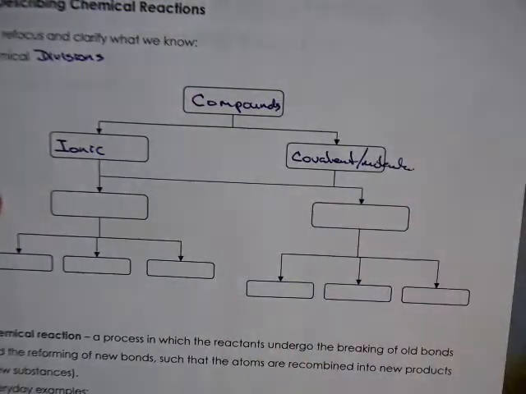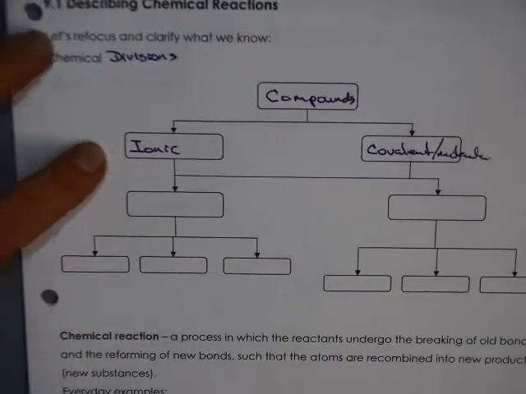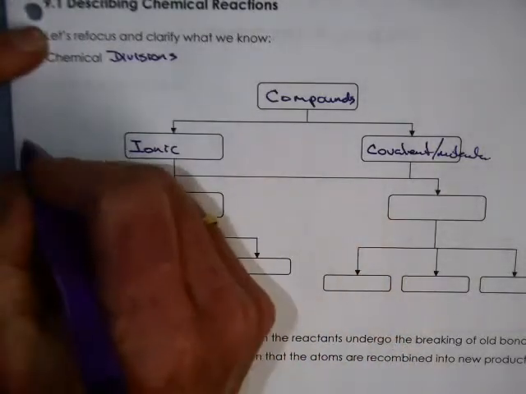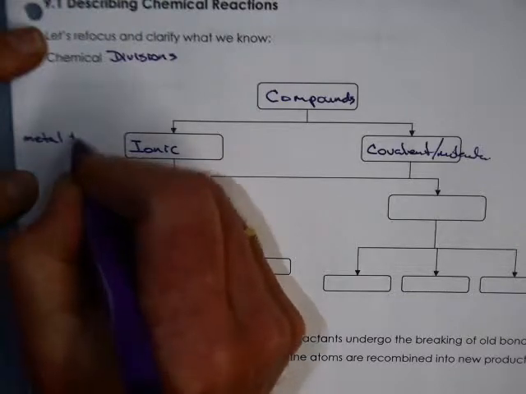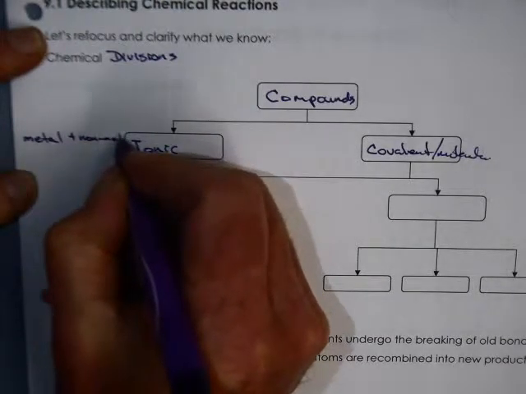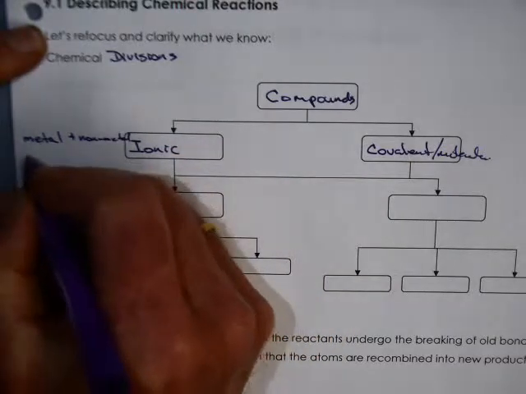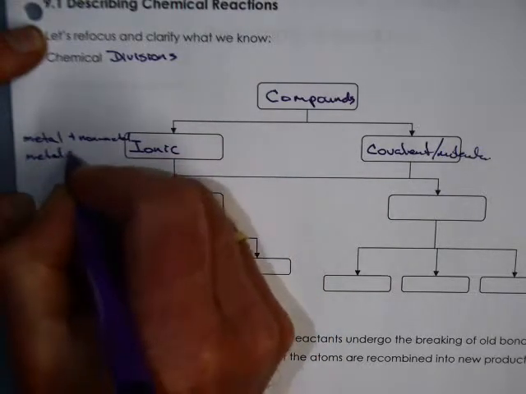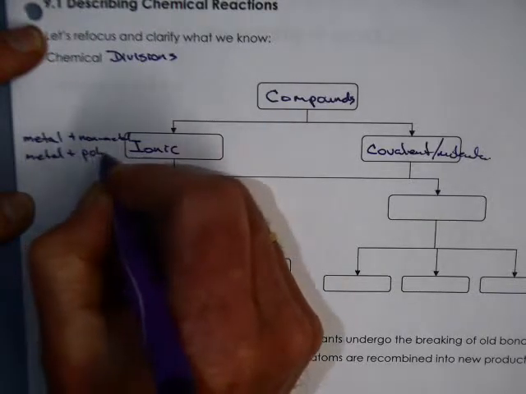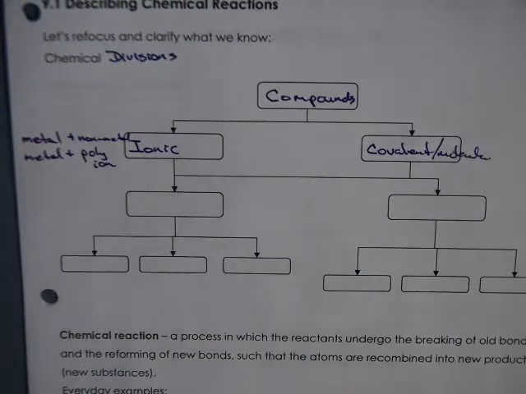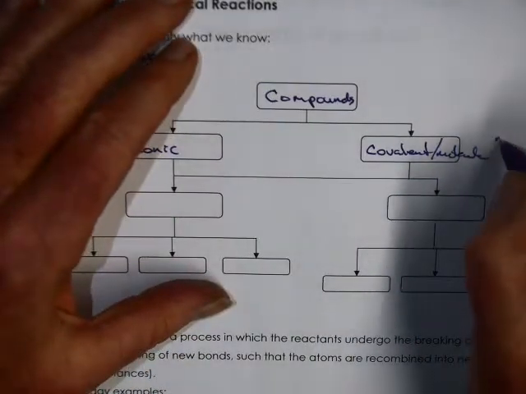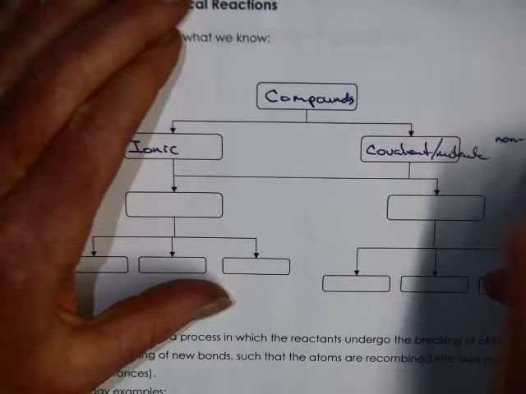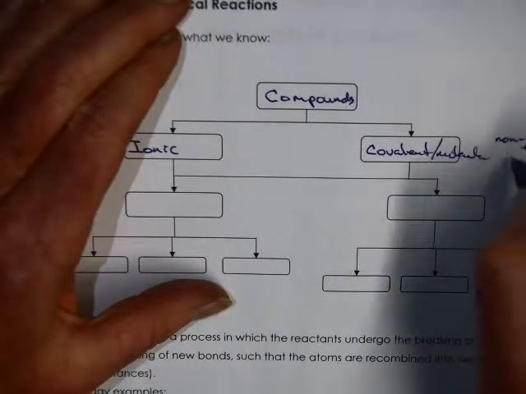Okay? On this side, we remember that ionics are either one of two things. If they're binary, they're either a metal and a nonmetal, or they are a metal and a polyatomic ion. I'm just going to say polyion. Okay, so anything that's of that type is ionic. The other one, covalent, are always nonmetals and nonmetals.